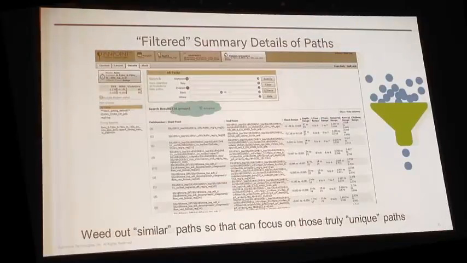Finally, if you have a whole lot of paths, you can get a filtered view of those paths by clicking on a button that allows automatic filtering, and it can filter those paths down into a more concise view where it eliminates bus paths and other such things.